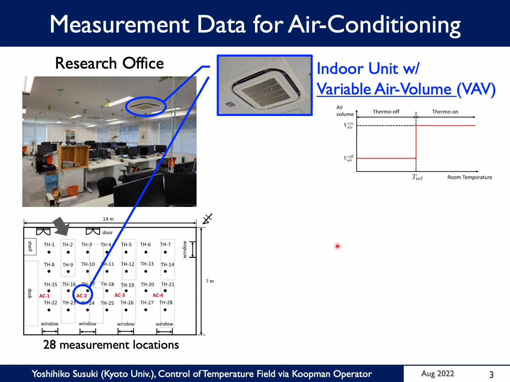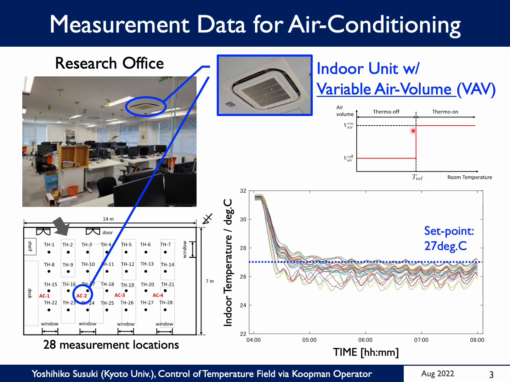This room has totally 4 indoor units. This VAV is a switching mechanism of the change of airflow rate from a unit to regulate temperature. This is typical of nonlinear elements in control systems. Here let me show measurement data on temperature in this room like this.